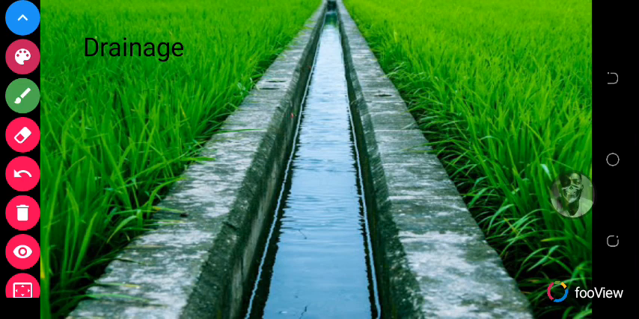Let's look at the last one, drainage. This is the process whereby excess water in the soil is drained or removed through channels and pipes. This practice is done for crops like cocoa, tomato, maize that cannot tolerate too much water in the soil. Importance of drainage. It removes excess water from the soil so that it does not become waterlogged. It checks soil erosion. It helps regulate soil temperature.